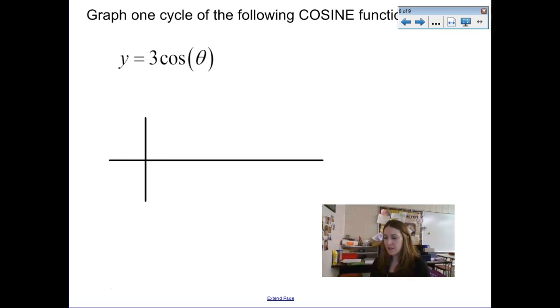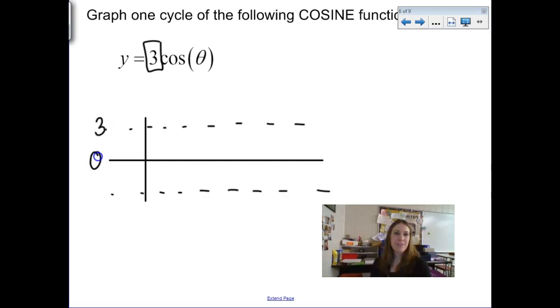So 3 cosine theta. So the amplitude is 3. Sure, why not? So label your vertical axes. And then let's try that method where we label the axes before we draw. So I know, because I'm going to be graphing one cycle, that I need to, after the 0, mark 4 points, the quarter points. So I'm going to be labeling 1, 2, 3, 4 things. Let's figure out what those 4 things are.